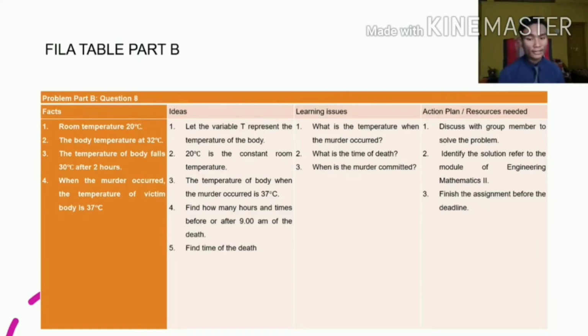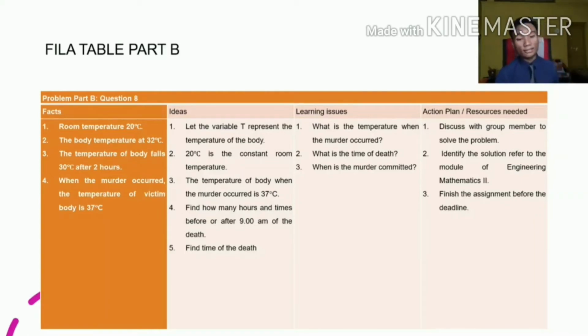Now let's look at the ideas. Number 1, let the variable T represent the temperature of the body. Number 2, 20 degrees Celsius is the constant room temperature. Number 3, the temperature of the body when the murder occurred is 37 degrees Celsius, since that is the normal human temperature. Number 4, find how many hours and times are before or after 9 AM of the death. And number 5, find the time of death.